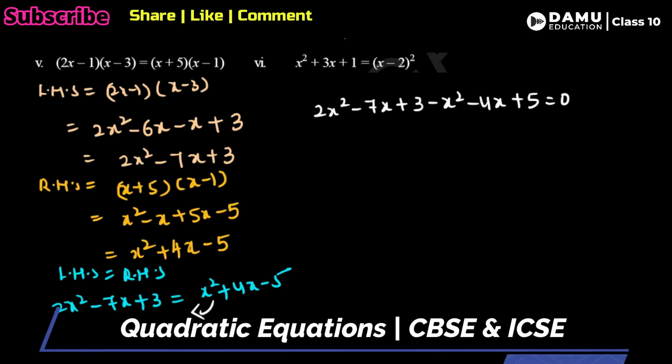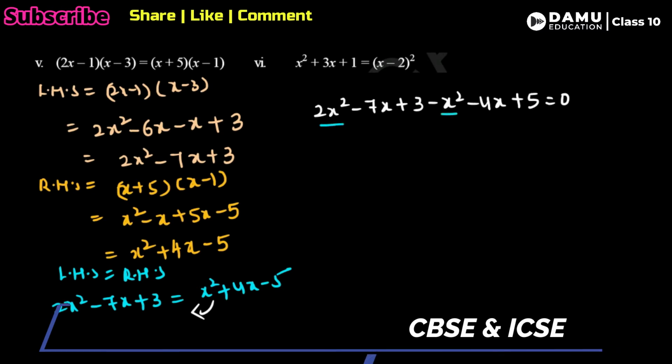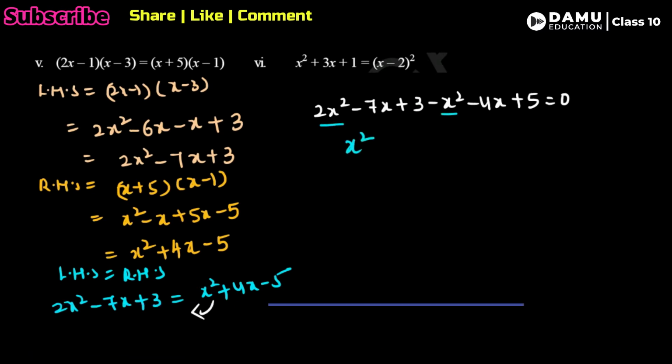So 2x square and x square: let's compare them, we get x square, because the opposite signs, plus 2 and minus 1, give plus. Then minus 7x minus 4x, we get minus 11x, because same signs add and the sign stays the same. So plus 3 plus 5 is plus 8, equal to 0. So we got x square minus 11x plus 8.